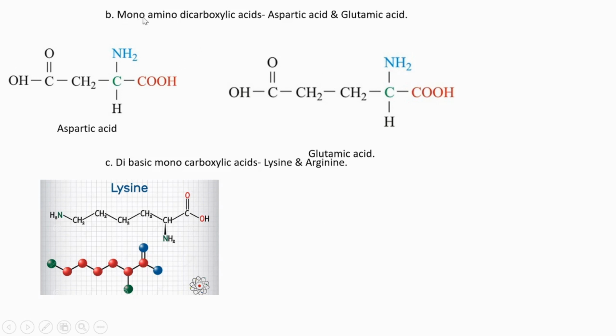Next is monoamino dicarboxylic acid. Look at that term. Monoamino means only one amino group is present, but two carboxyl groups. One is here and other is here, COOH. That type of amino acid. Examples, aspartic acid and glutamic acid. Then next type classification is dibasic monocarboxylic acid. Dibasic. We know that amino groups are basic. So two basic amino groups are present here and only one COOH group. Examples are lysine and arginine.